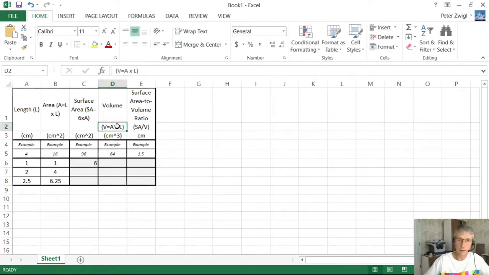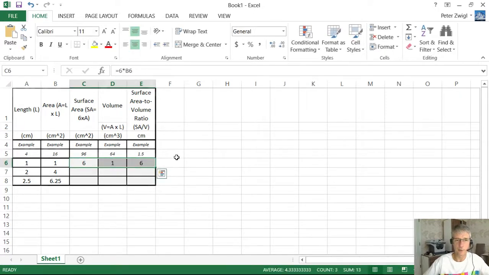And then I need to calculate the volume. Volume is area times length, so I say equals the area here, the one, times the other one, right? That's so far pretty easy. The last part here is surface area over volume ratio. So I have the surface area here, I have the volume there, and ratio means divide, right? Equals surface area divided by volume. Boom. You can make it a bit nicer. Okay, center it up here.